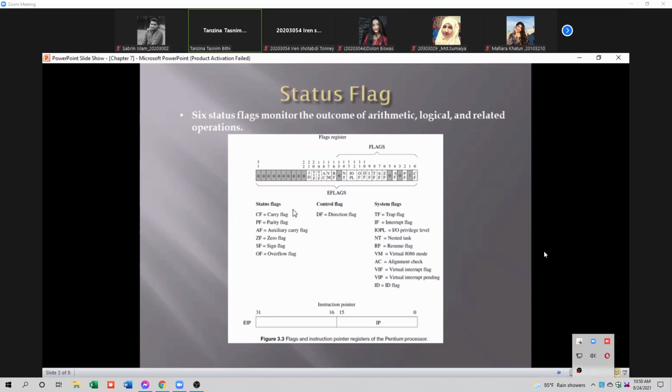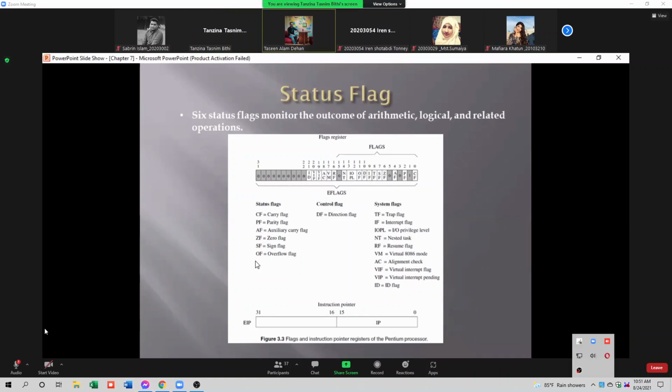There are 6 types of status flag register: carry flag, parity flag, auxiliary carry flag, zero flag, sign flag, and overflow flag. And these are the short forms of these flag registers. Is it clear, the functionalities of status flag register? Hello? Yes, ma'am. Okay.